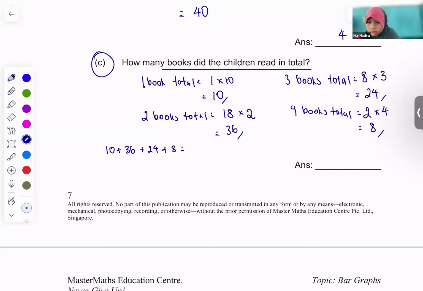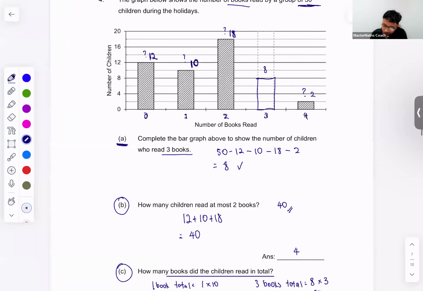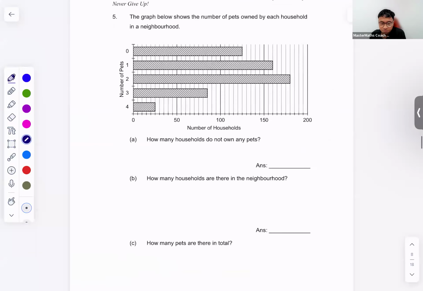The answer is 78. 78. Correct. Good job. Okay, 78. Okay, I did review part A, B, and C. So, do you want to try question 5?